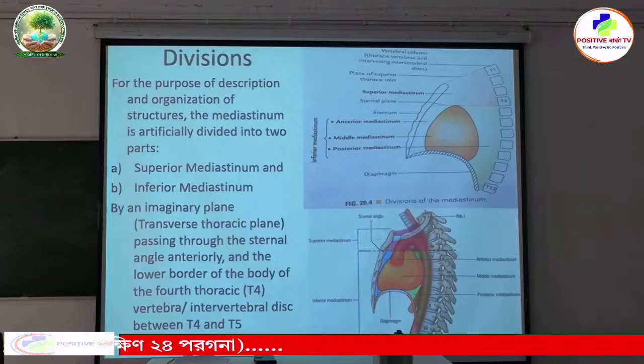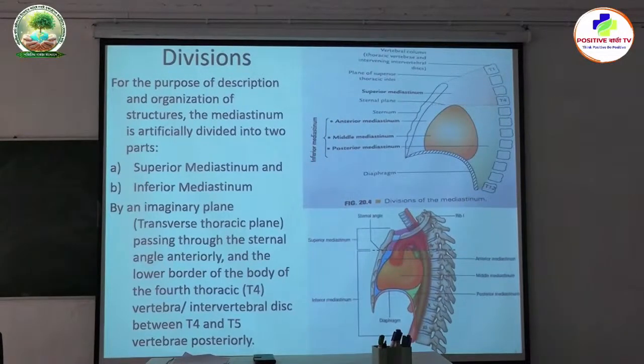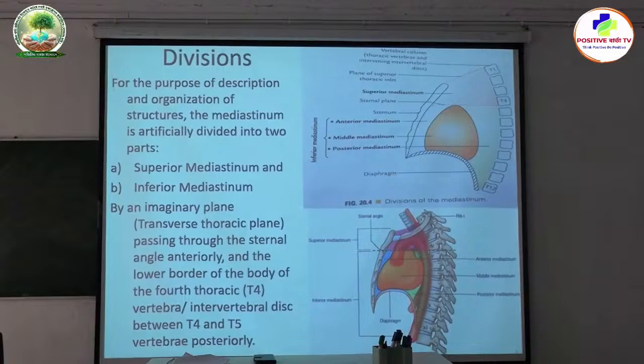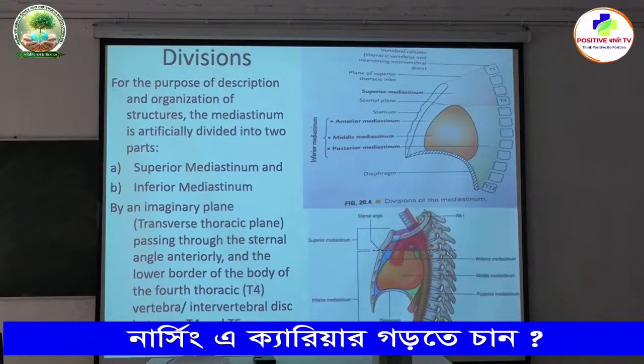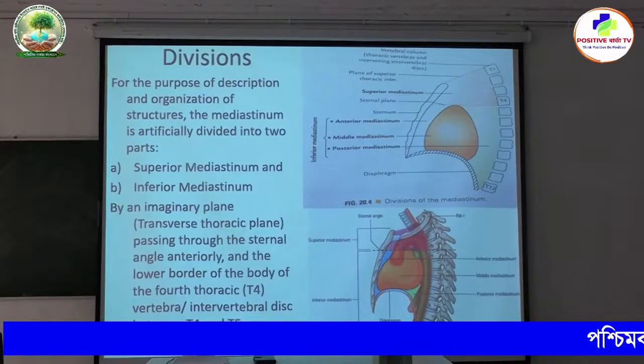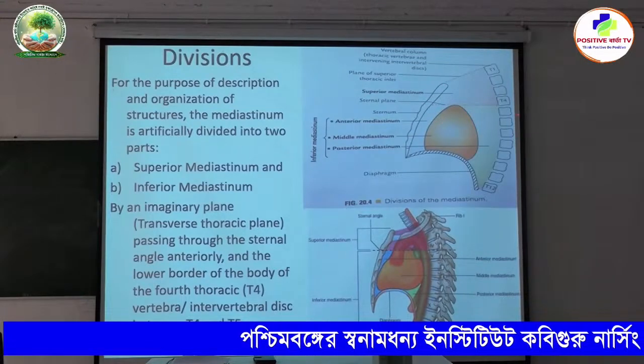So the divisions: for the purpose of description and organization of structures, mediastinum is artificially divided into two parts. It is not actually divided parts in our body. Okay, for description we are dividing it into superior mediastinum and the inferior mediastinum by an imaginary plane. This plane is known as transverse thoracic plane, passing through the sternal angle anteriorly. Here is the sternal angle, junction between the manubrium and body of the sternum.